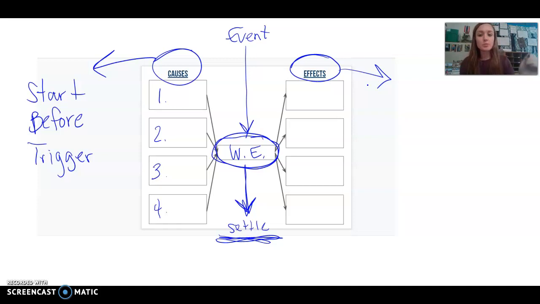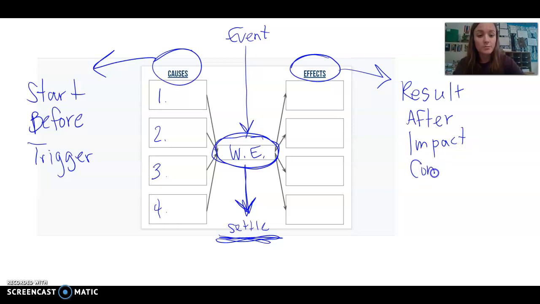If you're doing your resource page like I am and you want to define the word effect, I'm going to put some words out here that might help you. Effects are results, and we are talking about after settlement of the West, after people go west. What happened because people went west? So I'm going to put after. I'm also going to put the word impact. I'm also going to put the word consequence. So these are things that happen after the West has been settled.